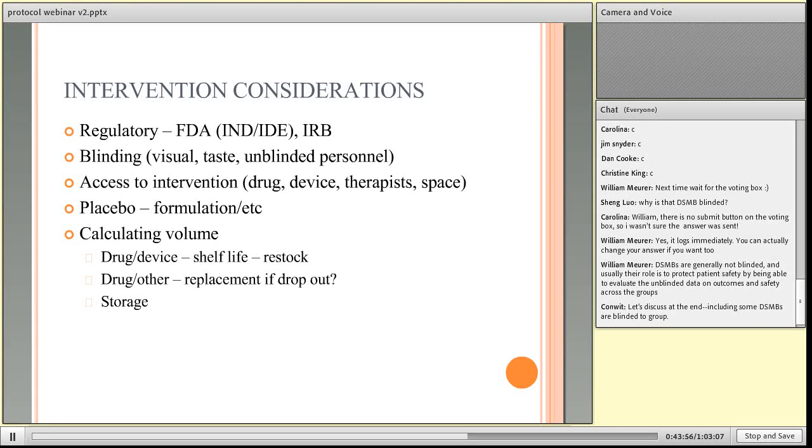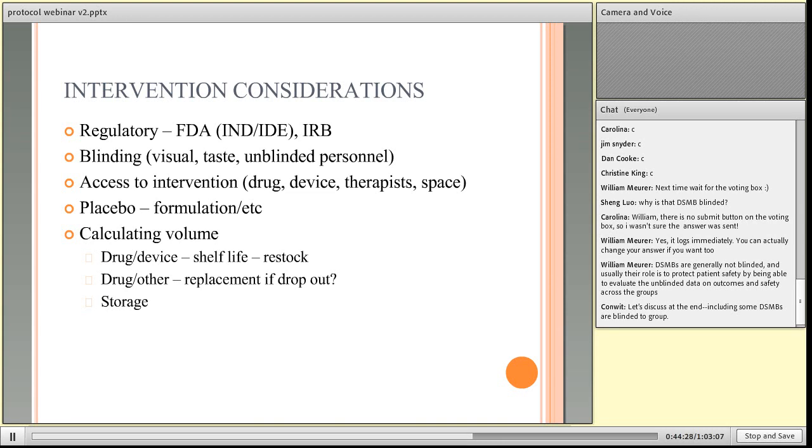And then access to the intervention. I won't talk much about this because we're short on time, but think about how you are going to get the drug. How are you going to get the control, the placebo for the drug? Do you have to make it? If you have to make it, that's a big deal. How are you going to get the device? How are you going to get the therapists who are going to do the intervention? Do you have the space you need for your infusion therapy? Whatever it is, think about what access you have to the things you need to operationalize actually offering this.